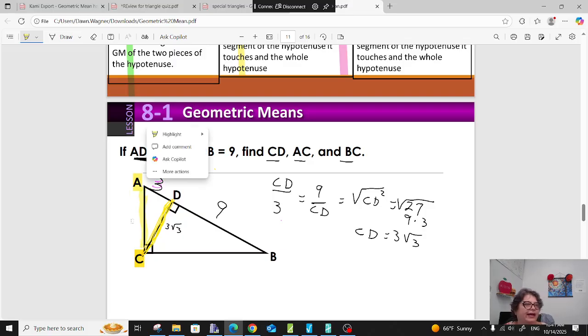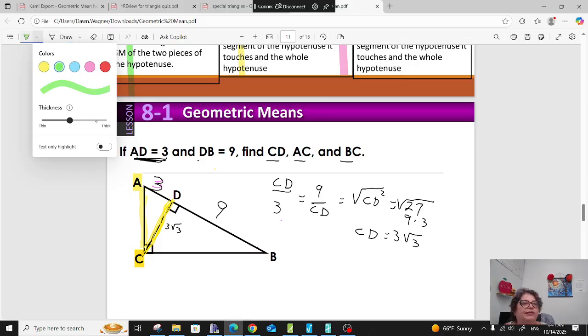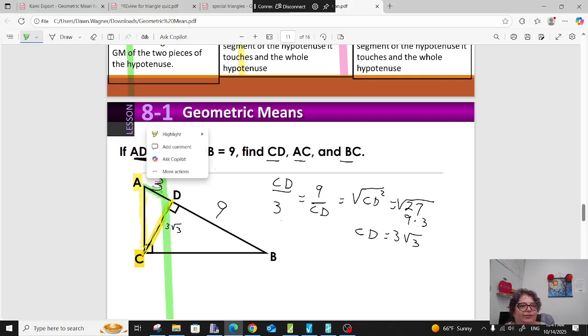Okay. So we're saying case 3, which means I have to use the side it touches, right? Which side is AC touching? Here's AC. Which side is it touching? AD, which is 3. And then what's the whole hypotenuse? No, the whole hypotenuse is not 9. It's 3 plus 9. These are the pieces of the hypotenuse. The whole hypotenuse, you have to add those numbers together and get 12.